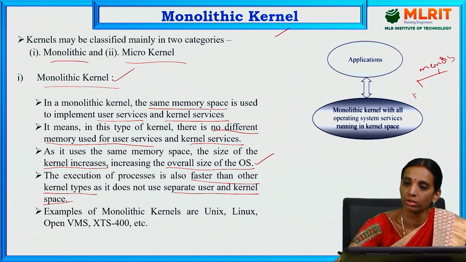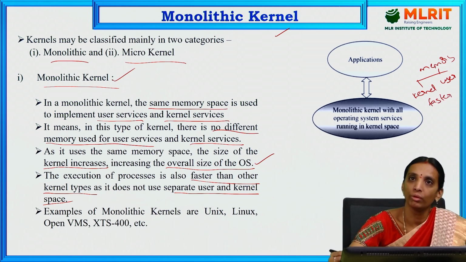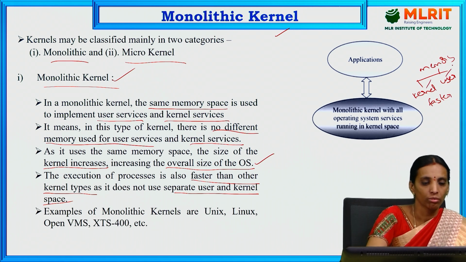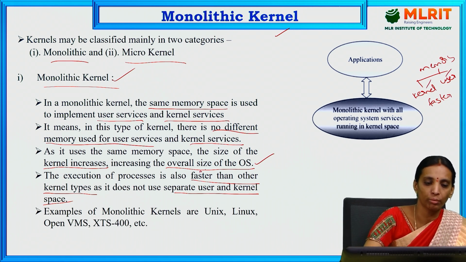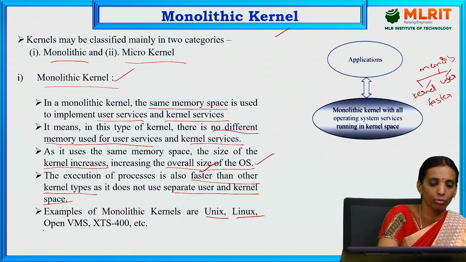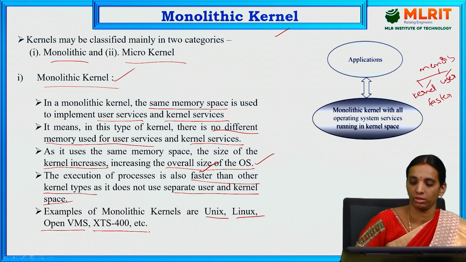Here, as we have used the same memory for both kernel applications and user applications, the process will be very fast. Since from the same memory we can take the kernel applications and user applications, the execution process will be faster. So the examples of monolithic kernel are Unix, Linux, OpenVMS, XTS 400.